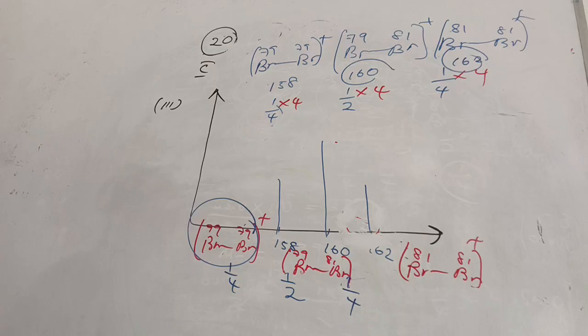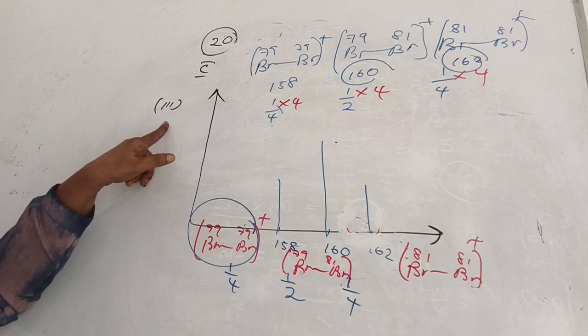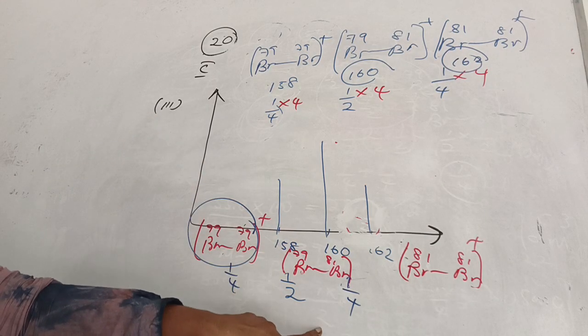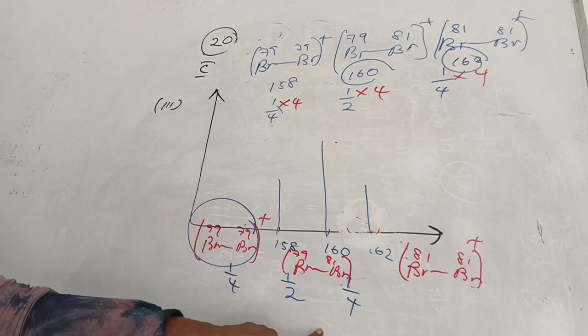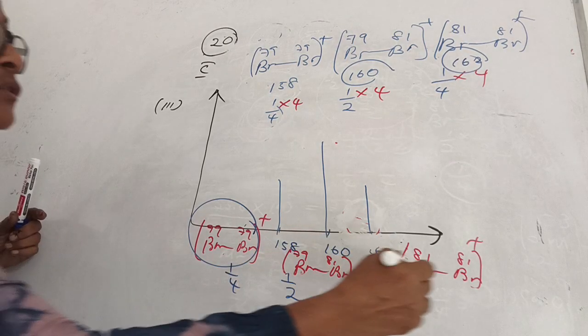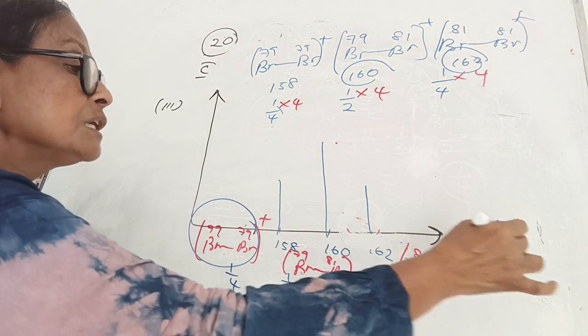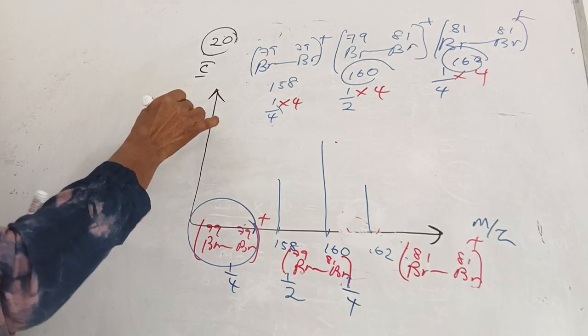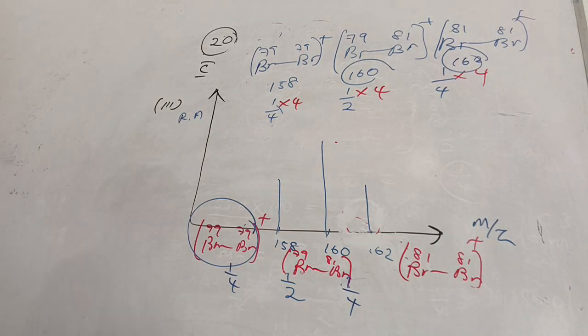Finally, your y-axis is the relative abundance and the x-axis is the mass over charge. You are getting these three peaks in a 1 to 2 to 1 ratio on the graph, and that gives you 2 marks.